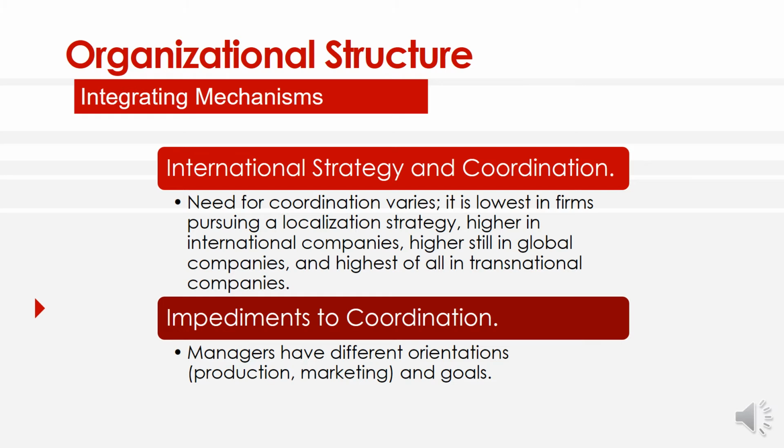International organizational structure, integrating mechanism, international strategy, and coordination. Next, coordination varies. It is low in firms pursuing a localization strategy, higher in international companies, highest in global companies, and highest of all in transnational companies. Impediments to coordination: managers have different orientations on product, marketing and goals in the international organization structure.